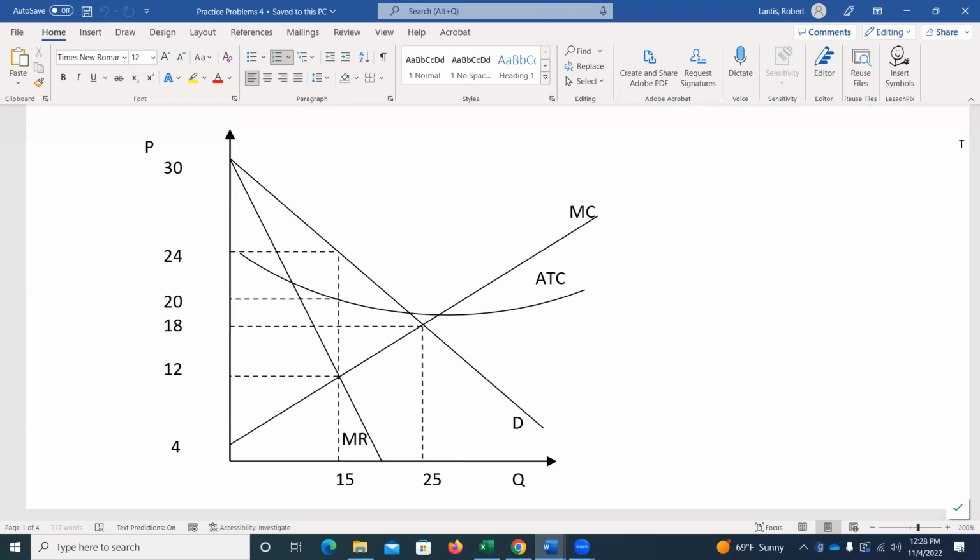It's going to be the area above the price they pay, but below their marginal benefit, or below the demand curve. So we've got that top triangle there, which goes from 30 to 24. The base of that triangle is going from 0 to 15. It's a triangle, so we'll multiply it by half. So this is 45, if I'm looking at this correctly.